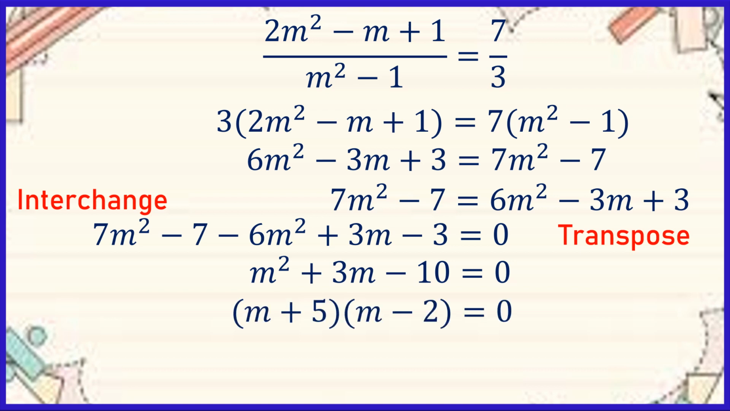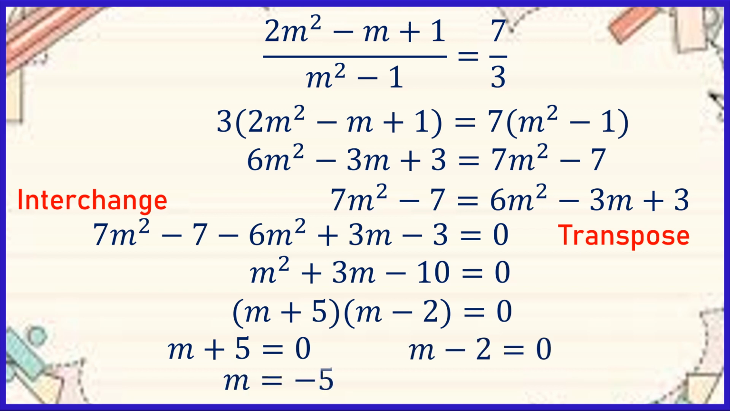Now we can factor it out. So we get (m plus 5) times (m minus 2). And then equating it to 0. So m plus 5 is equal to 0, m minus 2 is equal to 0. Transposing 5 to the other side, we get negative 5, and transposing minus 2 to the other side, we get positive 2. So the roots are negative 5 and positive 2.